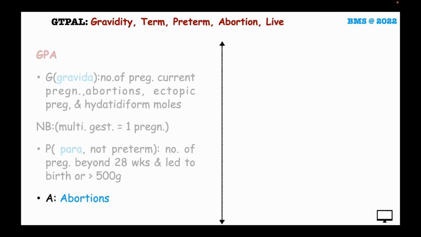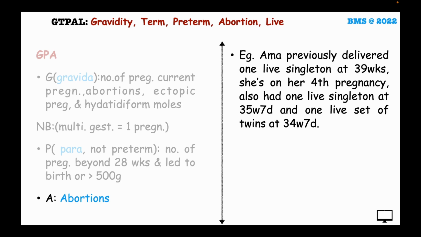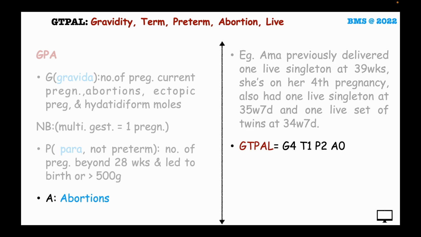And so let's look at more examples to make this very clear. We have Amma, who previously delivered one live singleton at 39 weeks. She's on her fourth pregnancy and also had one live singleton at 35 weeks 7 days and one live set of twins at 34 weeks 7 days. You can pause it and try it yourself if you can get the answer. But in this example, the GTPAL is going to be gravida 4, term 1, preterm 2, 0 abortions, and 4 live births. How did we arrive at this?